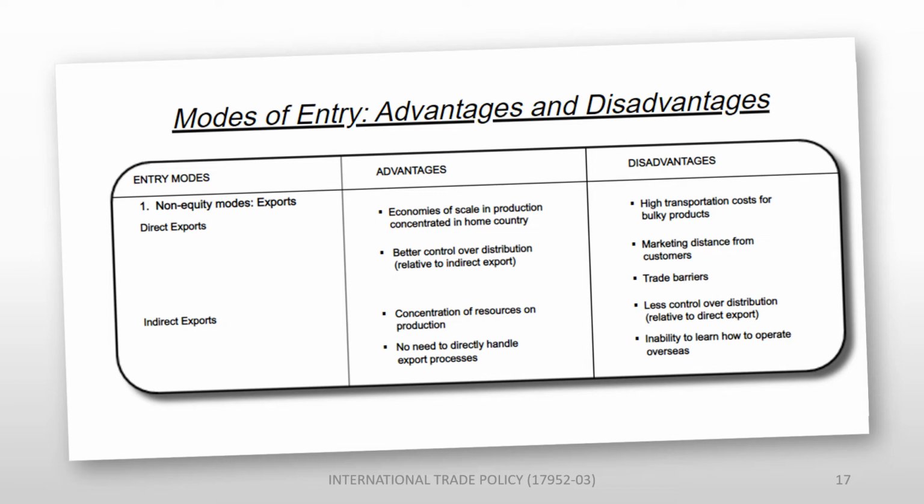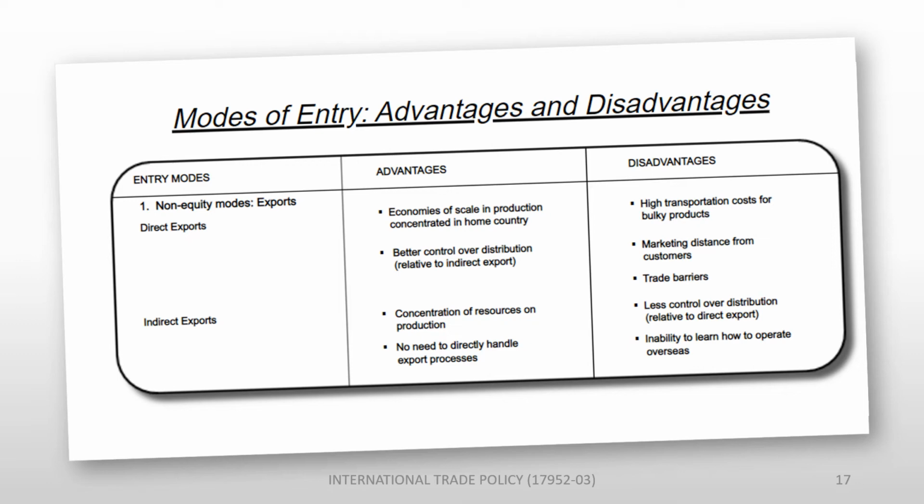For example, we have direct export and indirect export. What are the advantages of direct export? It is in the aspect of economies of scale in production. The more you produce, the lesser the expenses, and there will be better control over distribution. However, in terms of transportation costs for bulky products, you have to pay a high amount of money for shipping the products, as well as marketing distance from the customers and the risk of trade barriers.